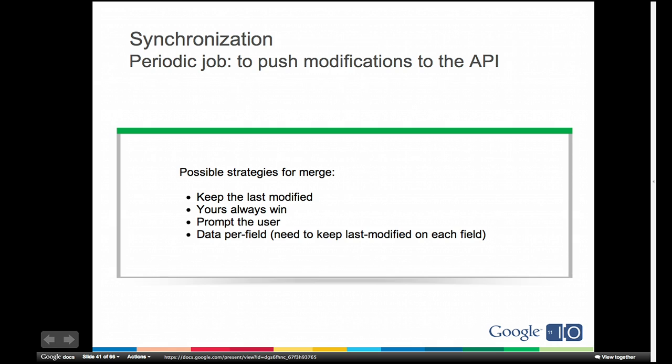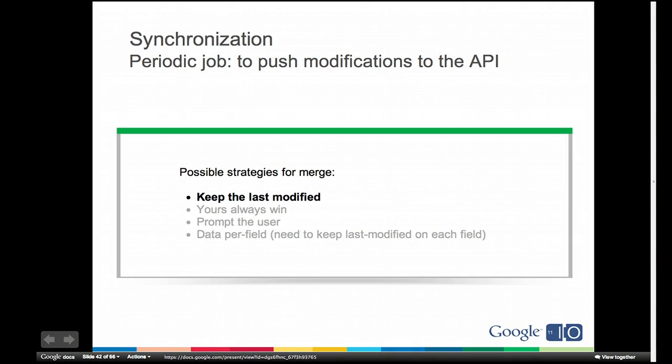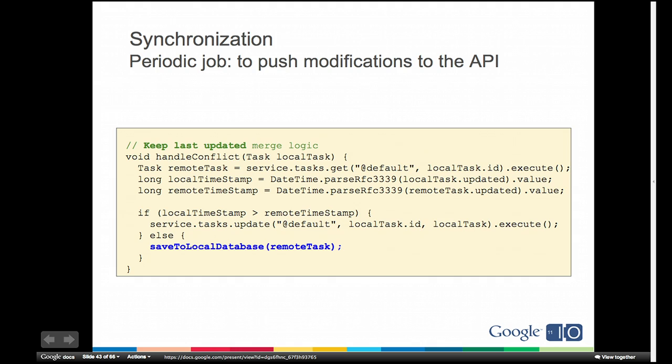You could also try to do per field merge, in which case you would need to keep a modified date on each field, and then you could actually do per field merge in some cases. Could be really interesting. And I'm just going to show you how you can do the keep the last modified merge strategy using our library. So it's also pretty simple.